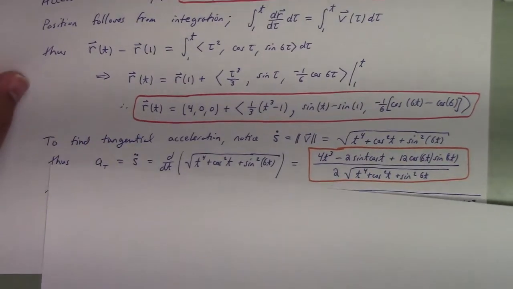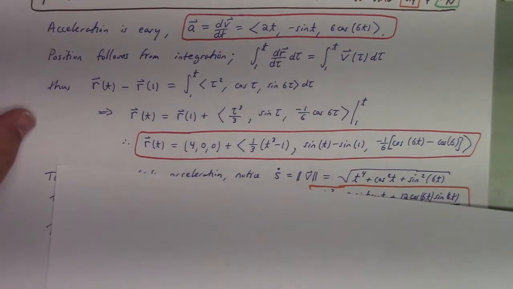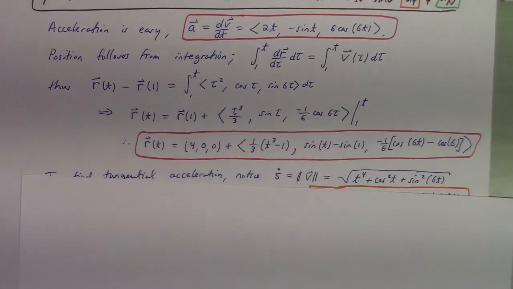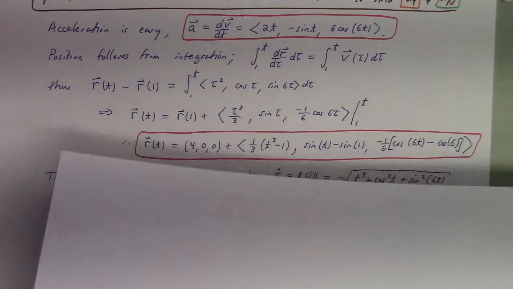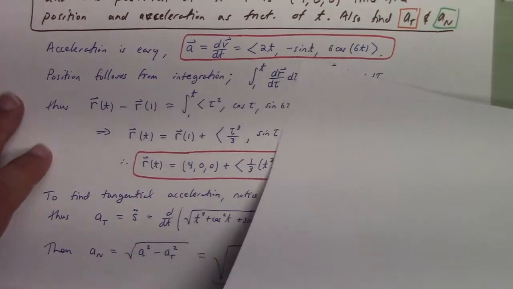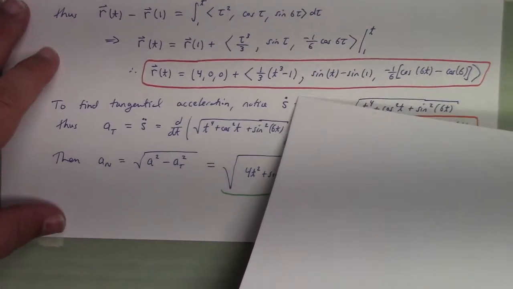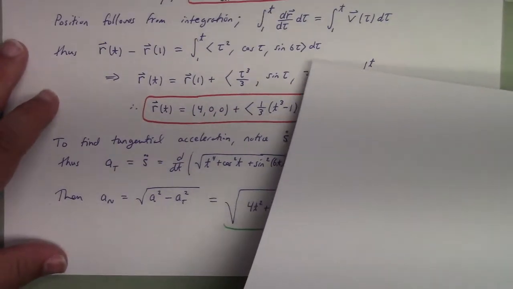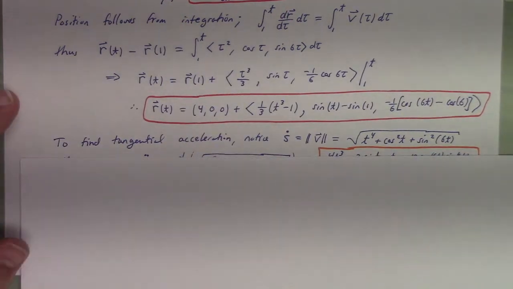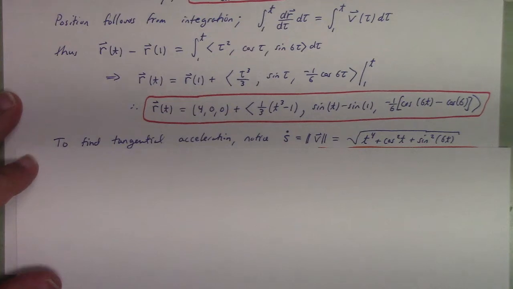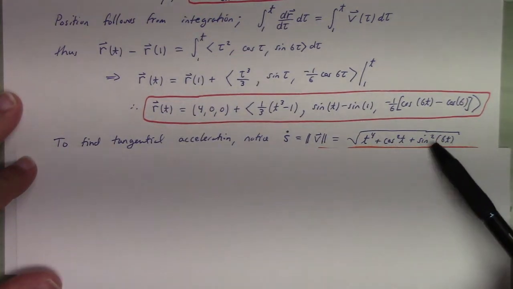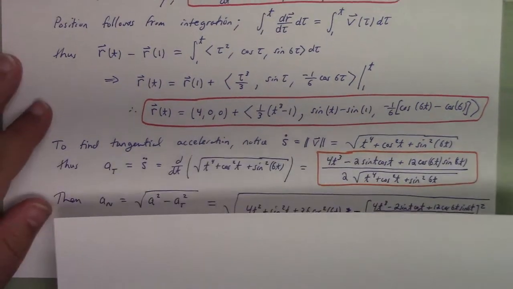Now that I have that, I can try to find a sub t and a sub n, right? So to find a sub t, make sure I can see what I'm doing. Keep in mind that the acceleration is what it is up here, okay? I'm going to put that out of frame now. So first of all, the speed is the magnitude of the velocity, which is the square root of t to the fourth plus cosine squared t plus sine squared 6t.